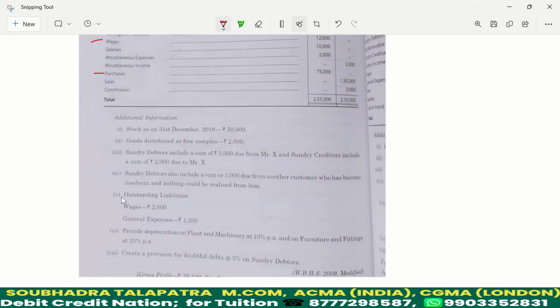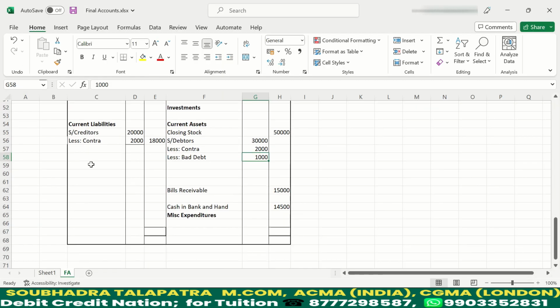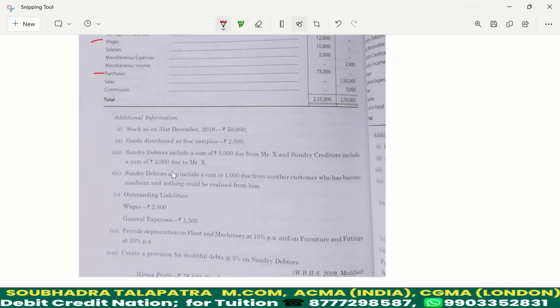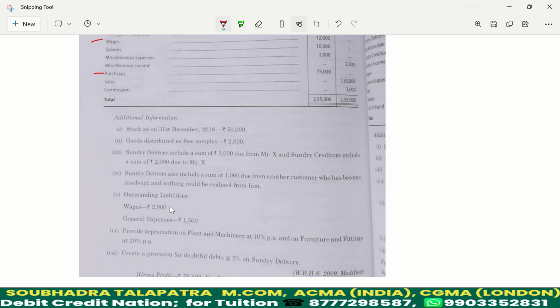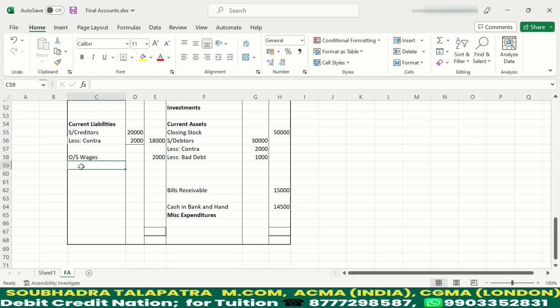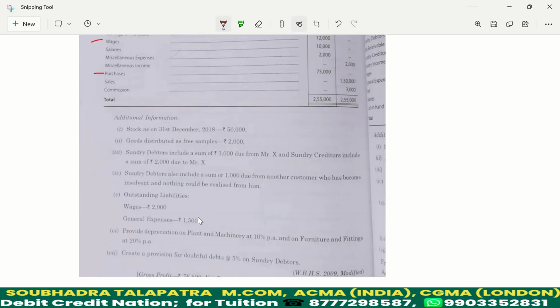Next I have outstanding liabilities. So there are a couple of outstanding liabilities. As you see, it's a liability, that means it will appear under the current liabilities. So there are 2 outstanding liabilities. One is wages. So outstanding wages, outer column, straight away 2000. And outstanding general expenses, outer column 1500.